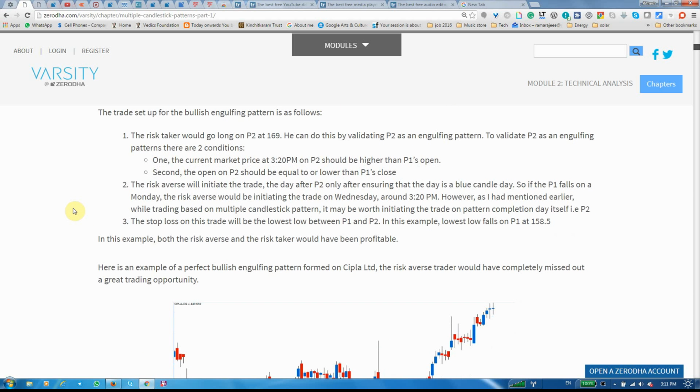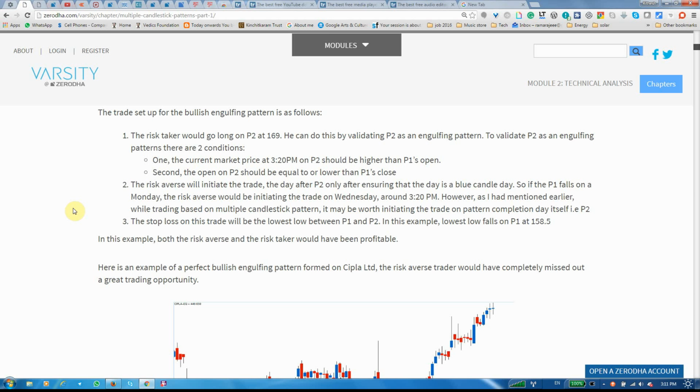The risk taker would go long on P2 at 169. He can do this by validating P2 as an engulfing pattern. To validate P2 as an engulfing pattern, there are 2 conditions. 1st, the current market price at 3:20 p.m. on P2 should be higher than P1's open. 2nd, the open on P2 should be equal to or lower than P1's close. The risk-averse will initiate the trade the day after P2 only after ensuring that the day is a blue candle day.